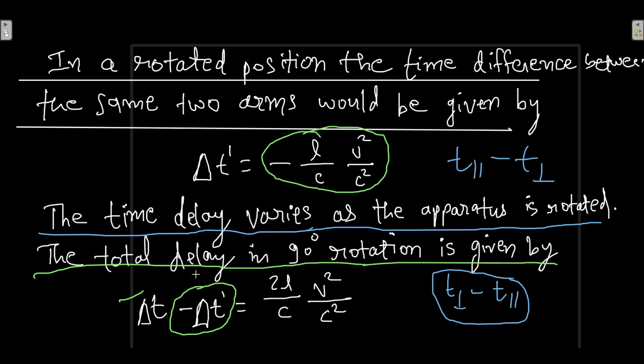So the total delay in 90 degree rotation is given by delta t minus delta t dash, and it is equal to 2L by C into V square by C square. This is the total delay in 90 degree rotation.